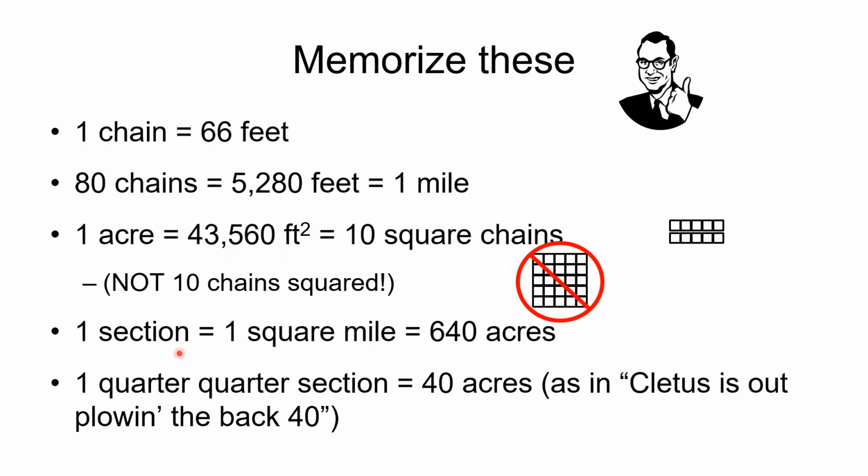Okay? We already mentioned 1 section. You need to know that's 1 mile on each side. It contains 640 acres. It's also useful to remember that a quarter section is 40 acres. You know, Cletus is out plowing the back 40. When a farmer says that, they mean the quarter section of their 160 acre homestead. So that's the quick and dirty summary of the public land survey system, and may it serve you well.